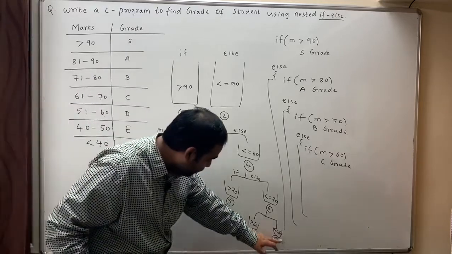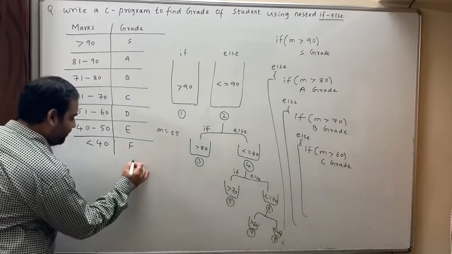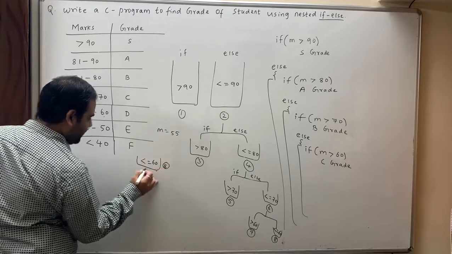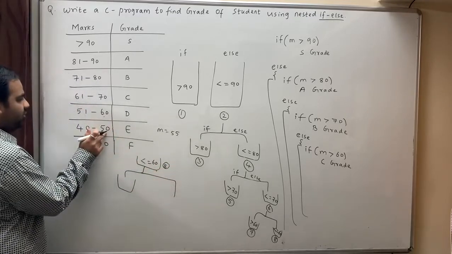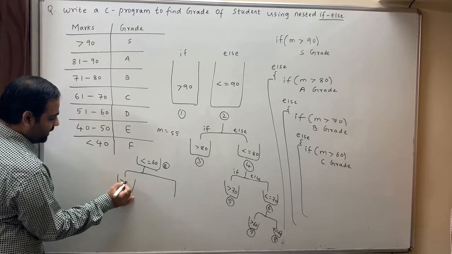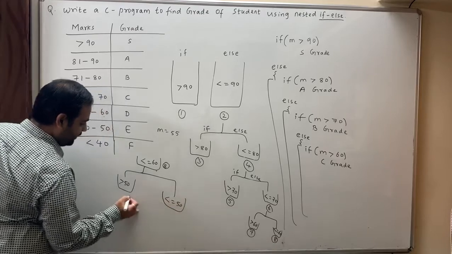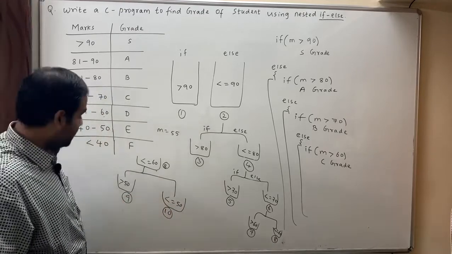Now that means this bucket number 8 again should be subdivided. If I write over here less than or equal to 60, which is bucket number 8, you will divide into two parts. Now what are the two parts? With respect to 50 you divide. Greater than 50 and over here less than or equal to 50. Let me call these bucket number 9 and bucket number 10.